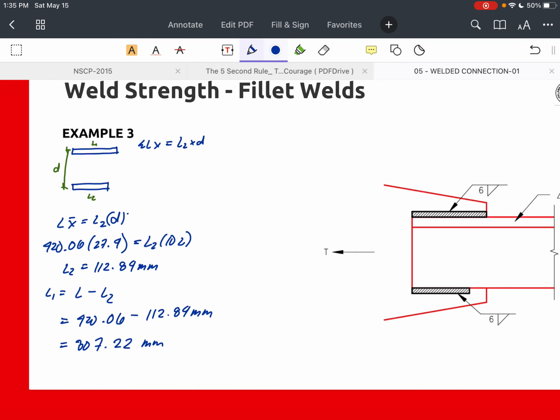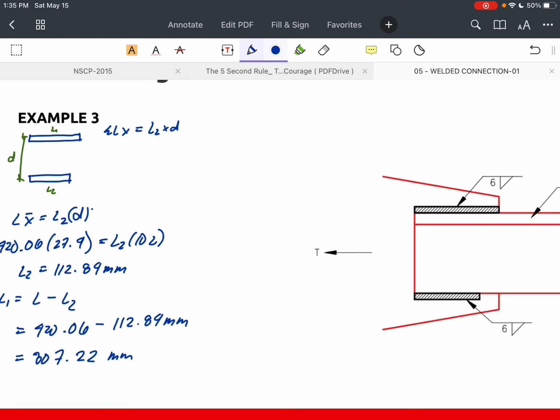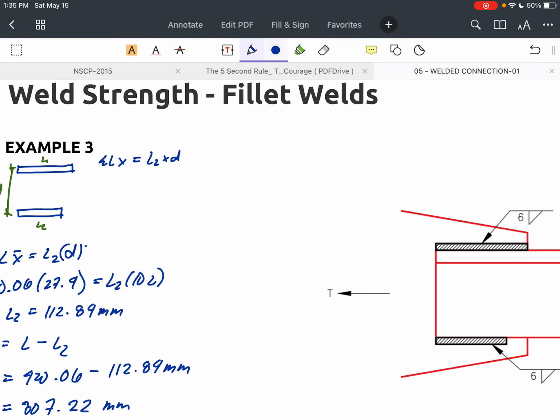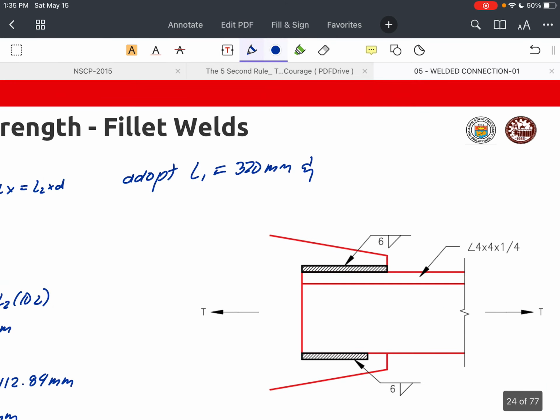Okay? So, pwede nating i-adapt, because we already have the exact or required length for L1 and L2, pwede na natin i-adapt to a higher value or round up natin. So, adapt natin L1 to 320 mm and L2 as 120. Round up lang natin siya.